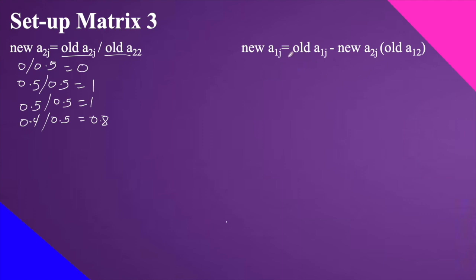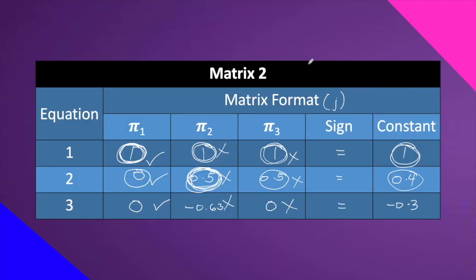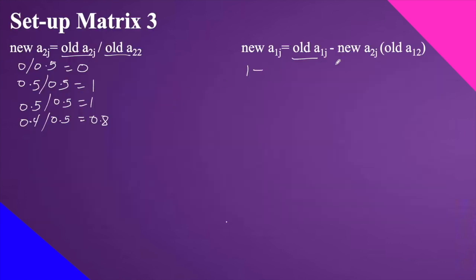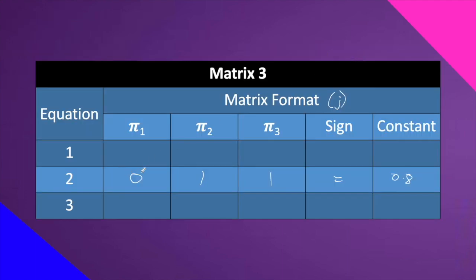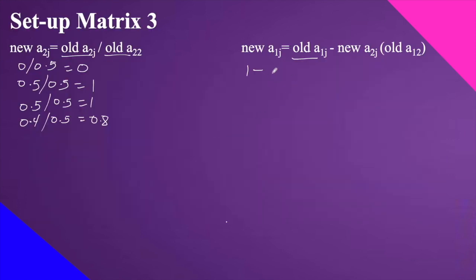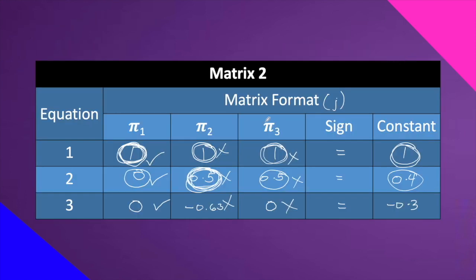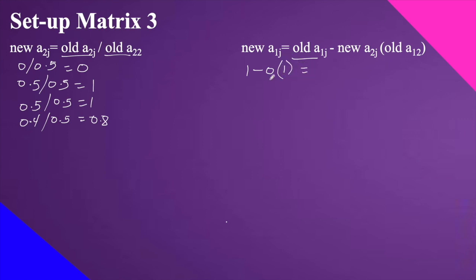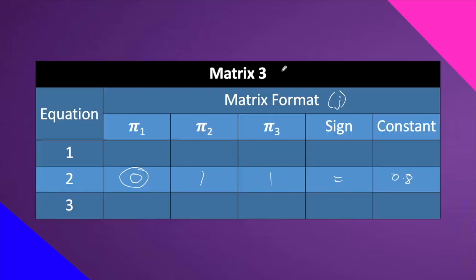So, new A sub 1j is equivalent to old A sub 1j minus new A sub 2j multiplied to old A sub 1, 2. So, new A sub 1j, unahin natin, old A sub 1j, or old, matrix 2, old A sub 1j. First j tayo, that is 1. So, let's have it here, 1 minus new A sub 2j. First pa lang tayo, no? Ito po yun. That is 0. So, 0 multiplied to old A sub 1, 2. Old A sub 1, 2. Ito, 1. So, 0 times 1 is 0. 1 minus 0 is 1. Therefore, our value dito sa ating new A sub 1j or new A sub 1, 1, that is 1.